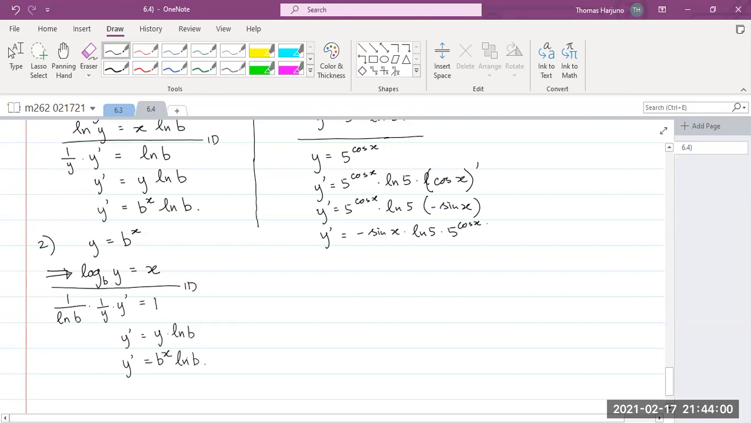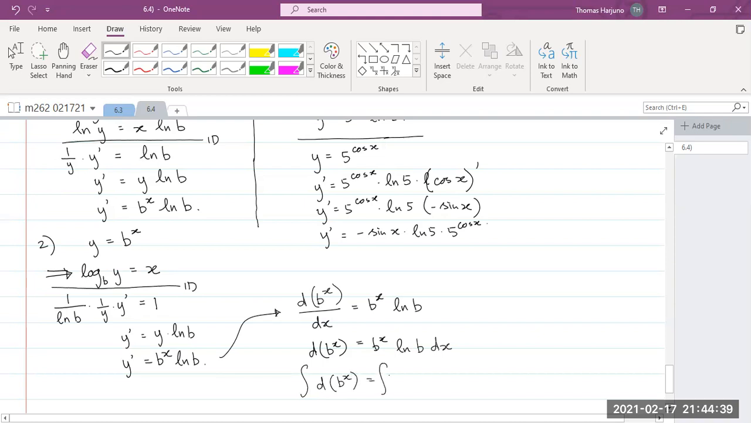Now that tells us this. If the derivative of b to the x with respect to x is itself times natural log of b, what happens to the integral? The differential of b to the x equals b to the x ln b dx. I apply the integral.